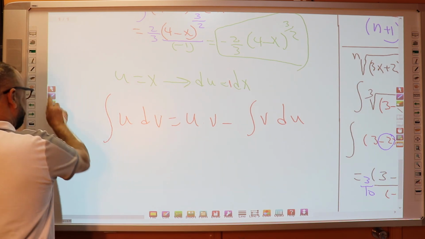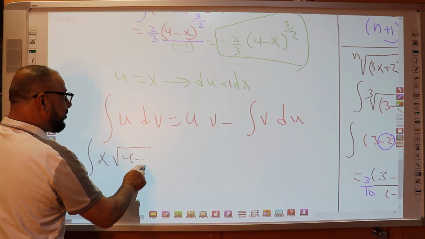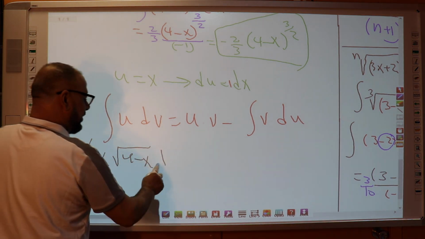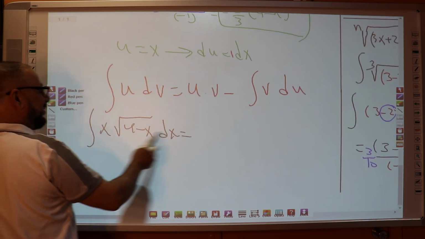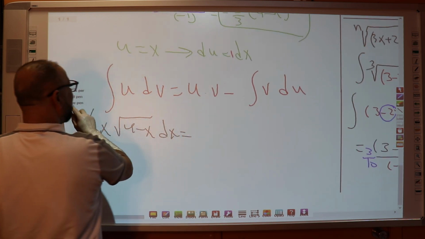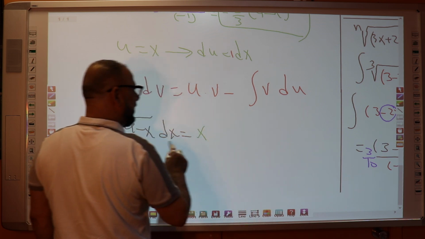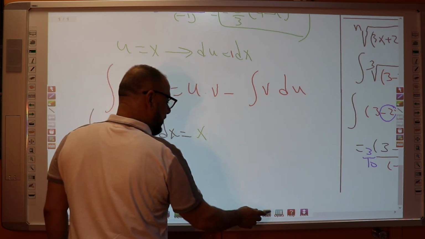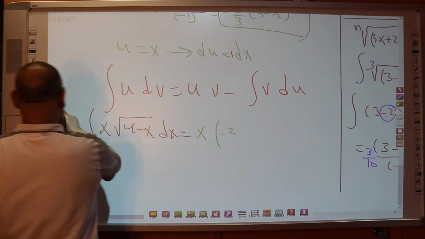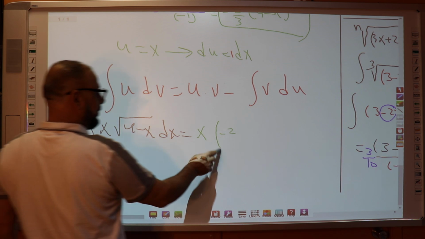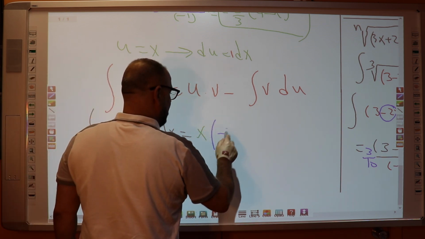Then we have the integral of x times the square root of 4 minus x dx. U is x, yes. And v, we just found it. It's negative 2/3, 4 minus x to the 3/2. Negative 2/3.